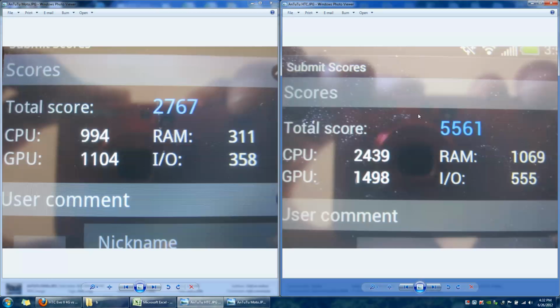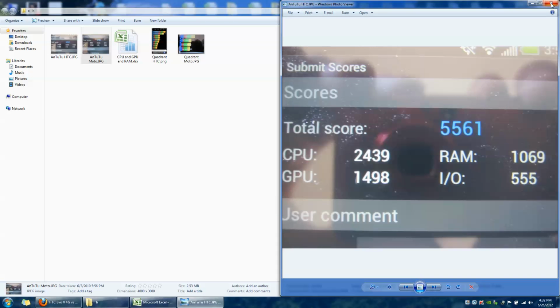On the right side you see the results for the HTC Evo V4G. On the left side, the Motorola Triumph. If you notice, the difference is huge. I'm going to close this window.